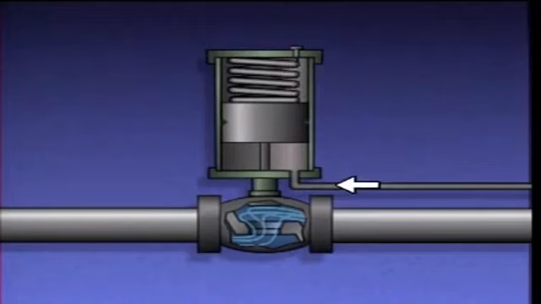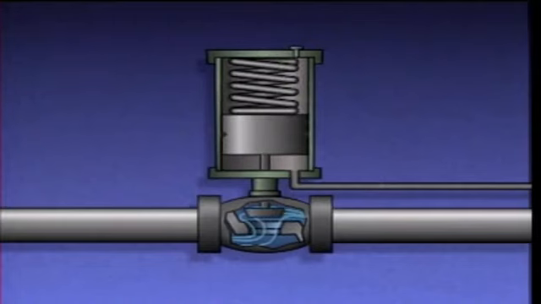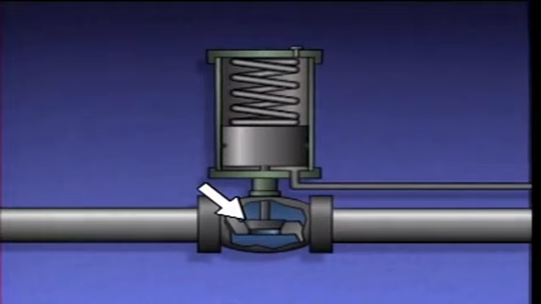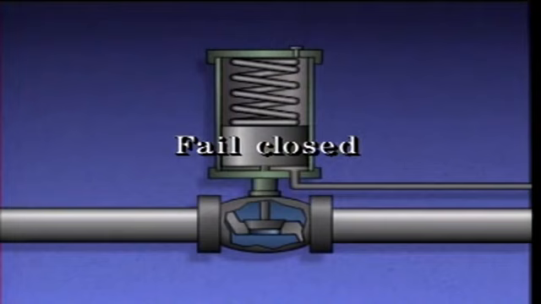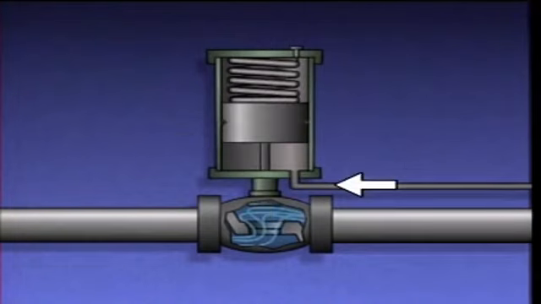When air pressure is reduced, the spring expands, moving the piston in the opposite direction, closing the valve. If air pressure drops below a predetermined value or is lost completely, the spring will force the piston down to close the valve. In other words, the valve will fail closed. Since air pressure is only fed to one side of the piston, this type of actuator is called single-acting.